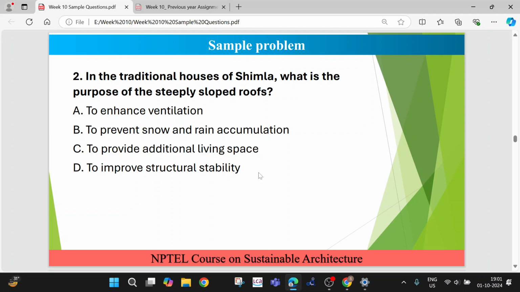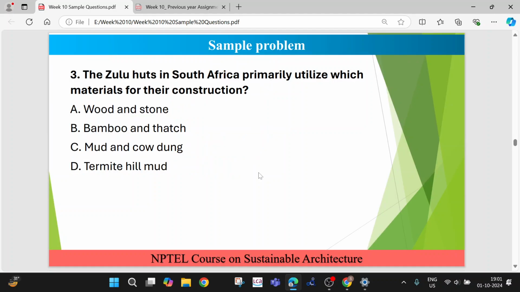Yes, sir. Okay. So here is the third question then. The Zulu huts in South Africa primarily utilize which material for their construction? It's B, sir, bamboo and thatch. Yeah, B is the right answer for this one. And why only these? Because of the scarcity of trees, they use thatch more. And why bamboo? Bamboo is rapidly growing, or rapidly renewable, you can say.